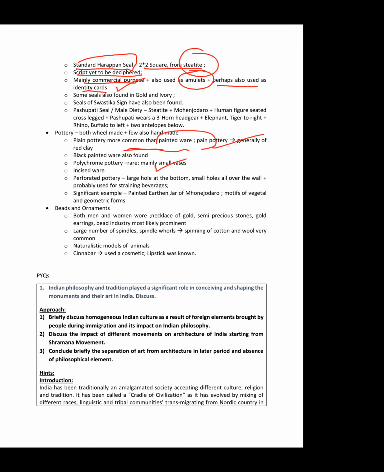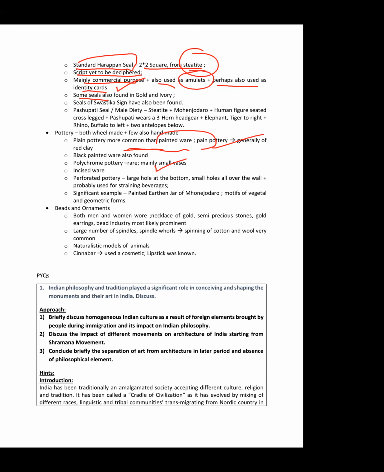So let's say a question comes that describe the importance of seals. You know what to write. Let's say a question comes that the seals were the prominent features which described a lot about the IVC period. You will write that it showed that they were used for commercial purpose. It showed that they were used as an identity card, right? They were used as amulets. The script is yet to be deciphered, right?